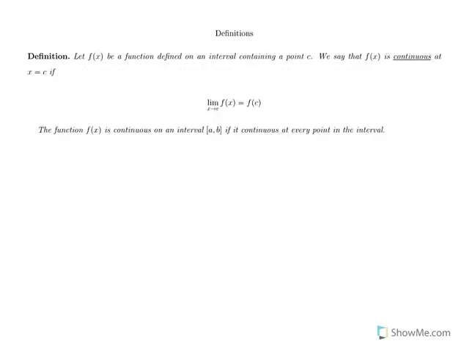The definition of continuity has to do with the limit itself. We kind of already hinted at this. So if a function is defined on an interval containing a point c, we say that a function is continuous at x equals c if the limit of the function equals the function value. Right, and we've seen some examples of this already, right? We had our example from the first page.